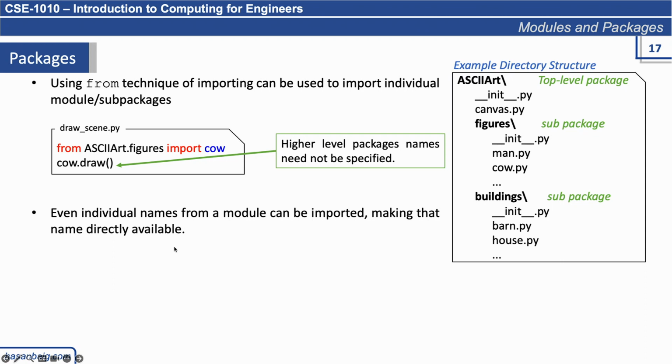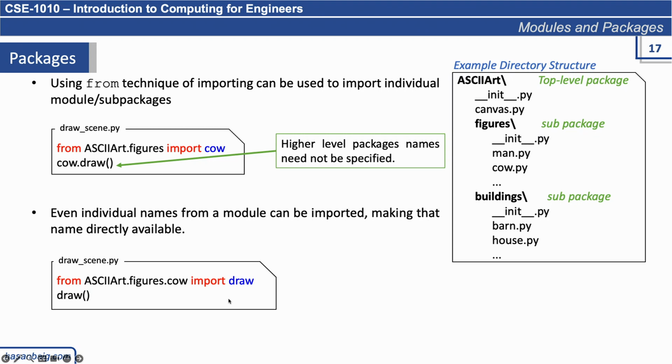Even individual names from a module can be imported. So rather than importing the entire cow module, I could have considered importing the draw function that is defined inside cow. How do you think I could do that? I could update skart.figures.cow, access that particular file, and then from that module cow, import maybe a draw function or whatever I want to import. Let's take another example. This is the same example I have given. And then I do not need to specify the entire path. I can just simply call the draw method. Okay?